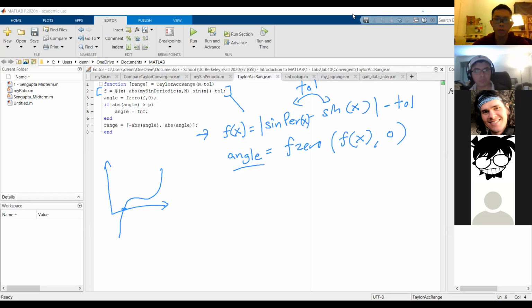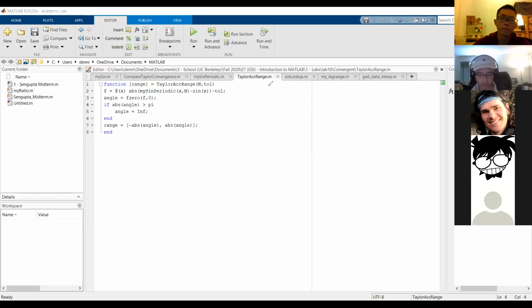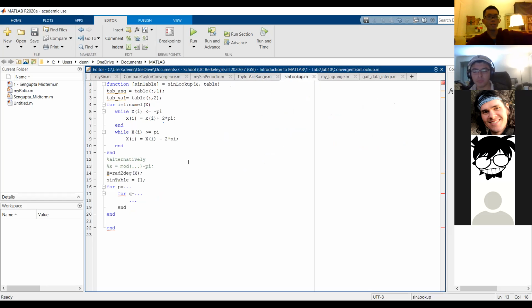All right, let me get rid of this. 3, 2, 1. And oh, I accidentally did that. That's fine. We'll still do sine lookup. Okay. This one's a little bit more involved, but we can go through it.